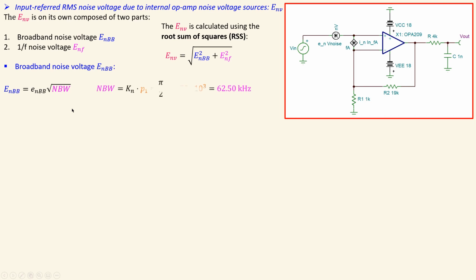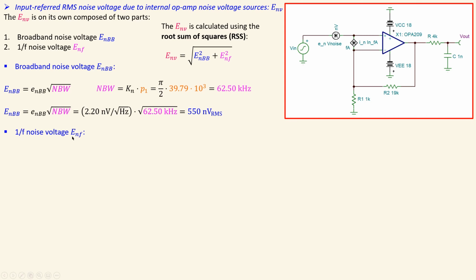And the noise bandwidth was already calculated using the pole frequency of the external low pass filter, and it was 62.5 kilohertz. Now if you do the math here, you just substitute the values from the datasheet. This was 2.20 nanovolts per root hertz, and this is the noise bandwidth. I will get very close to 550 nanovolts RMS.